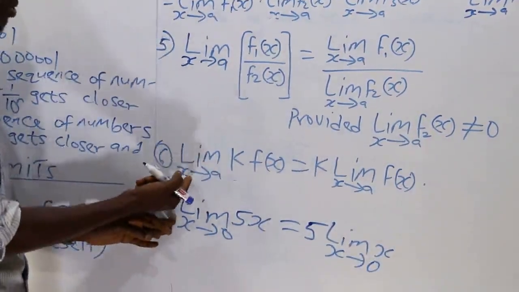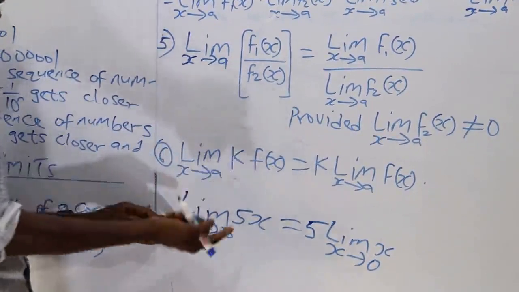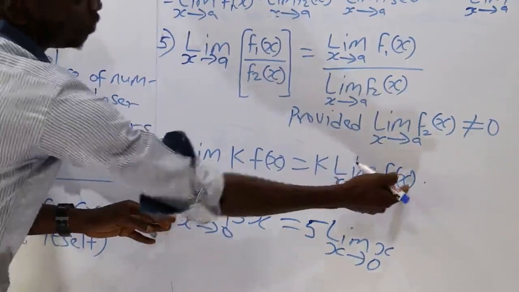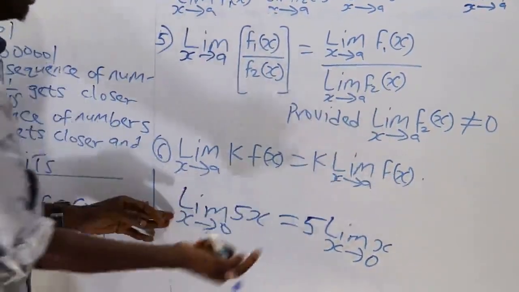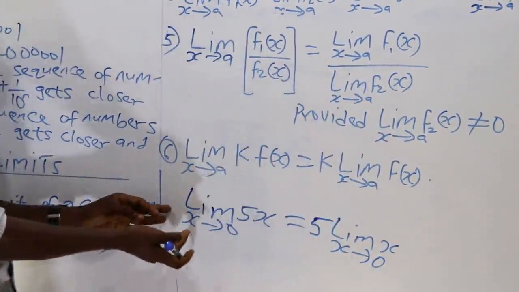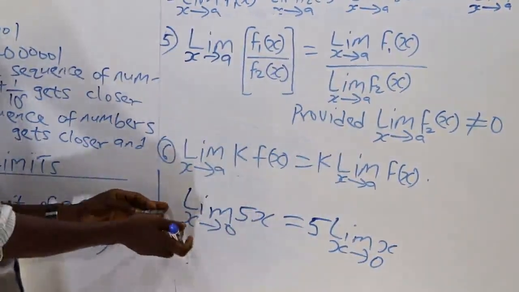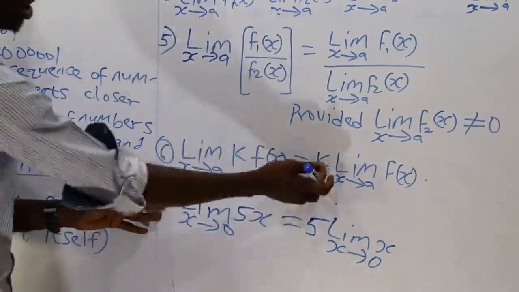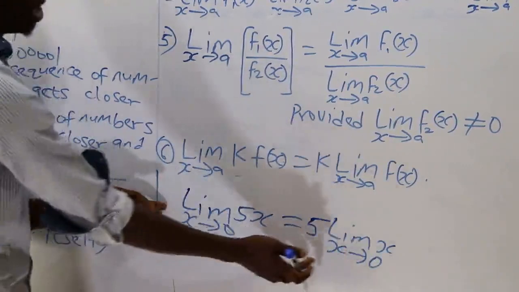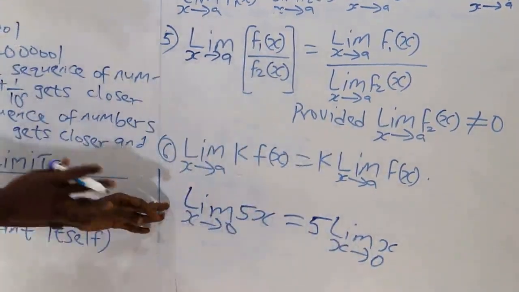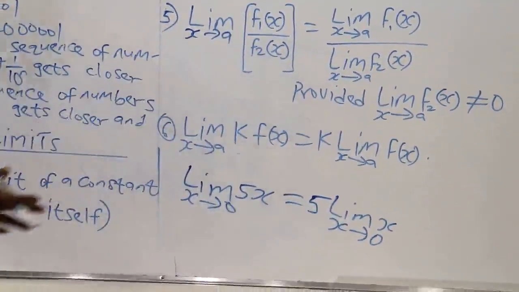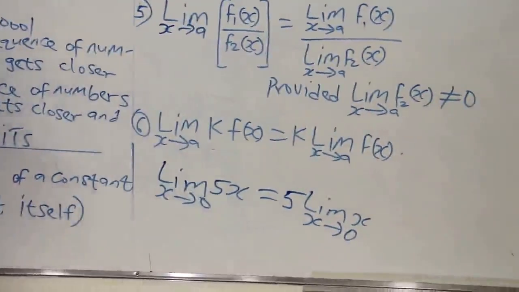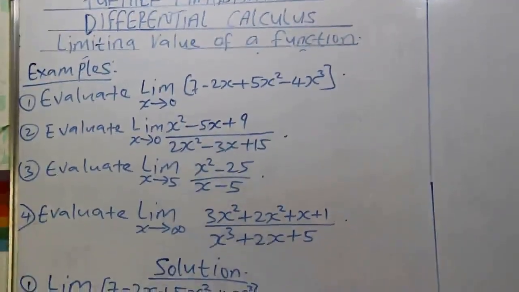We're giving six properties, the limit of k f of x. Don't forget k is a constant, equal to k times the limit of f of x when x tends to a. Now, example: we are given the limit of 5x when x tends to 0. So this 5 here is our constant. It will give us 5 times the limit of x when x tends to 0. So these are the six properties of limit. We'll be taking examples one after the other. Now, examples.